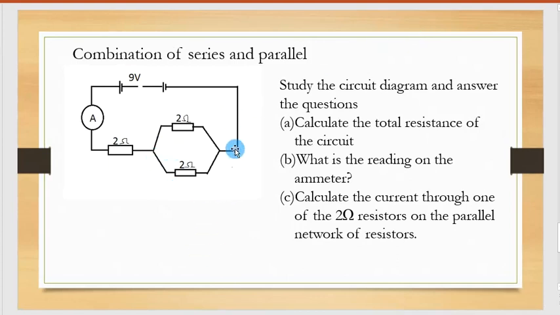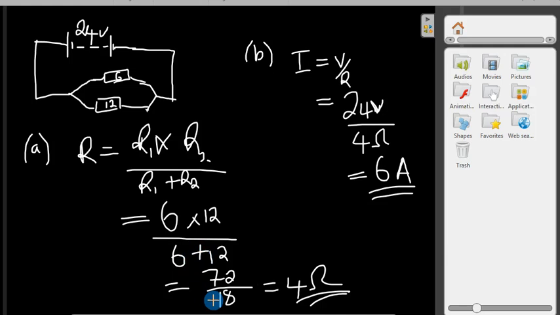We will make sure that we remember these questions. Calculate the total resistance, then what is the reading on the ammeter, calculate the current through one of the 2 ohm resistors in the parallel network. Okay, so let us go to our board and answer these questions.